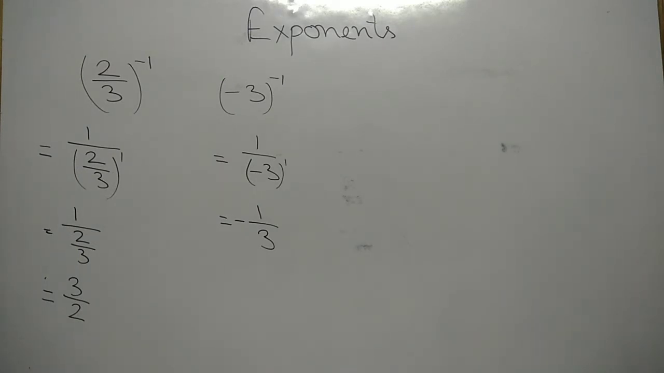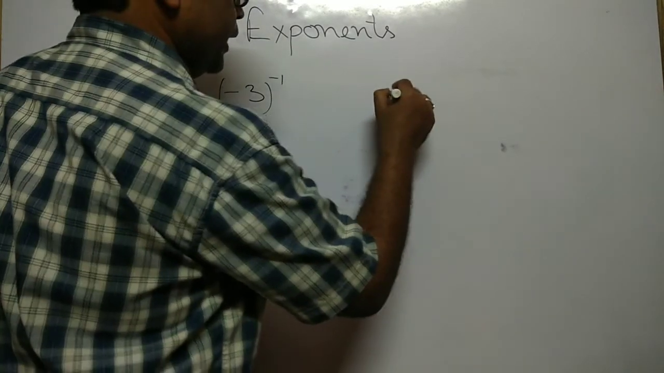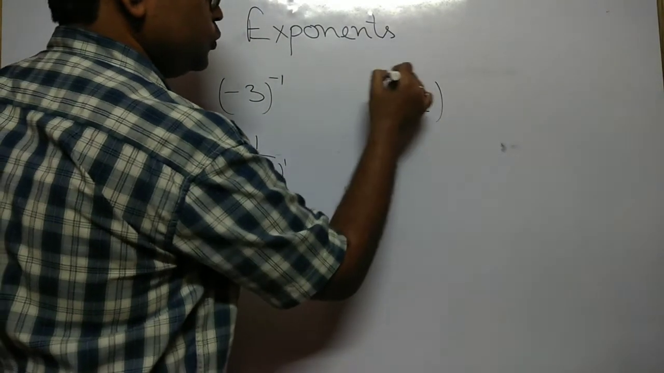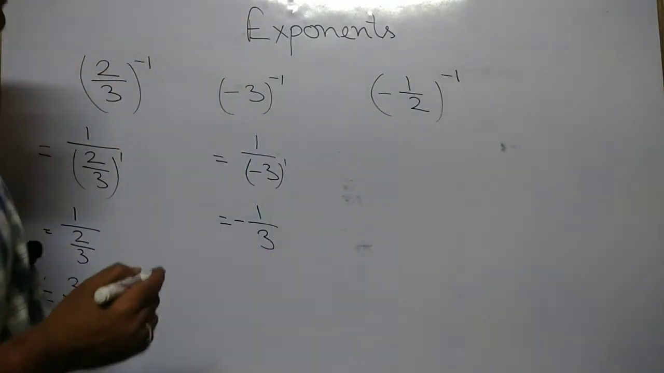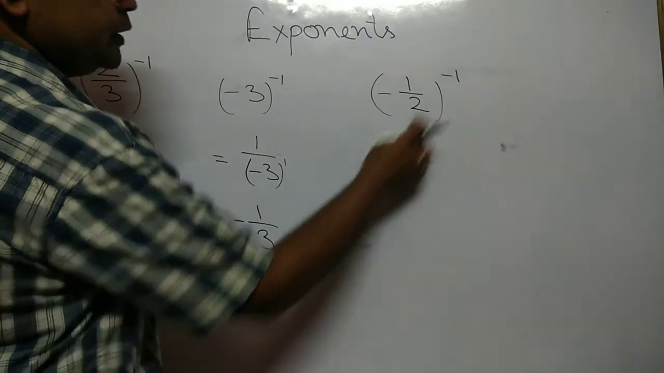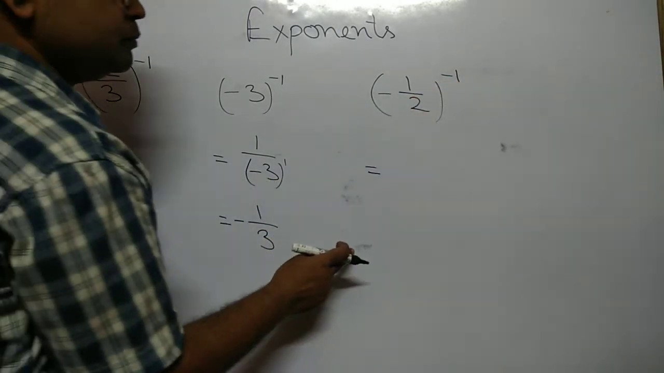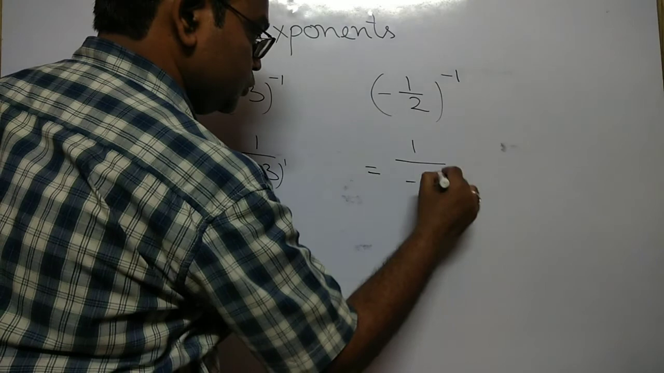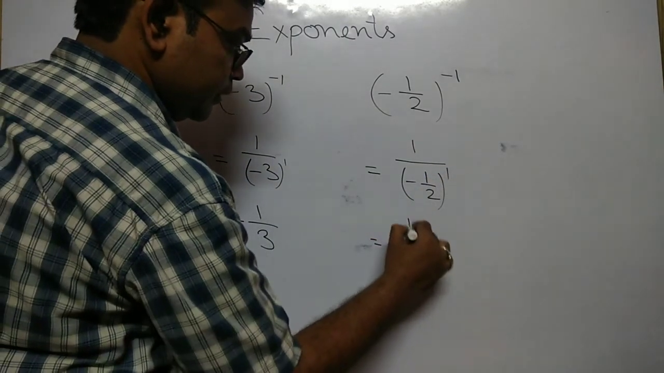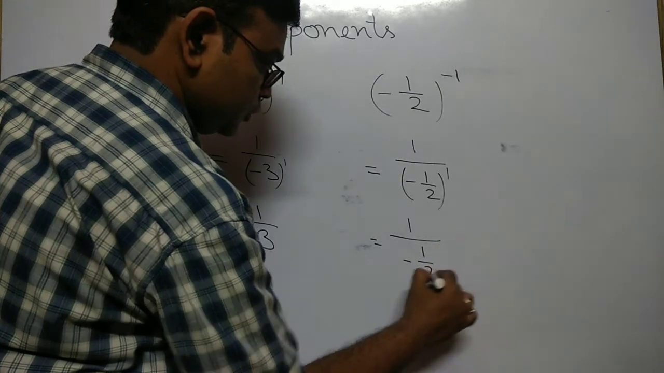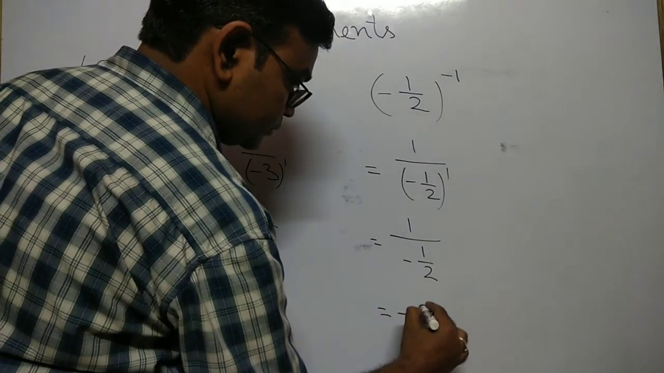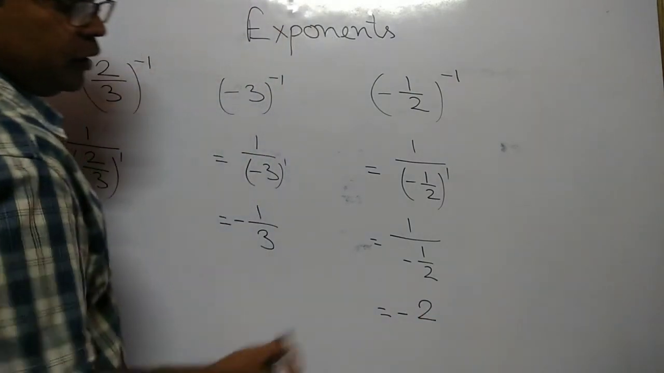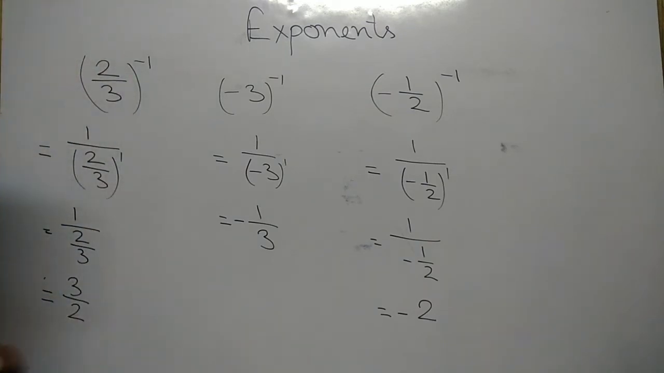It's minus 1 upon 2 whole to the power minus 1. How do we convert this one? It's very easy. First we change the sign of the power. How do we change? It's 1 upon minus 1 upon 2 whole to the power 1. Ultimately what we have? 1 whole minus 1 upon 2. We can say that it's minus 2 upon 1, that is minus 2. Hope this one is clear to you. Move to the next part.